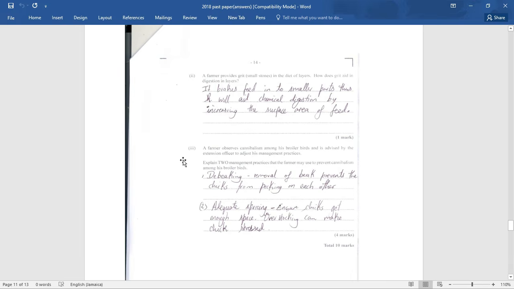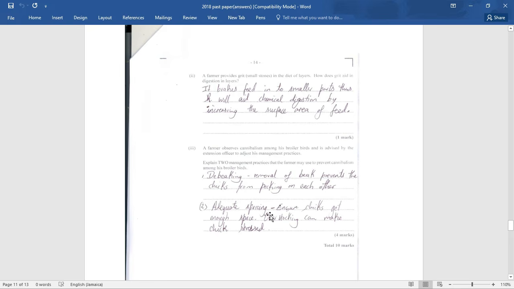Alright, the third part of the question says, a farmer observes cannibalism among his broiler birds and is advised by the extension officer to adjust his management practices. Explain 2 management practices that the farmer may use to prevent cannibalism among his broiler birds. So number 1 is debeaking. So a piece of the beak is removed. Alright? And what that will do is that it prevents the chicks from pecking on each other.